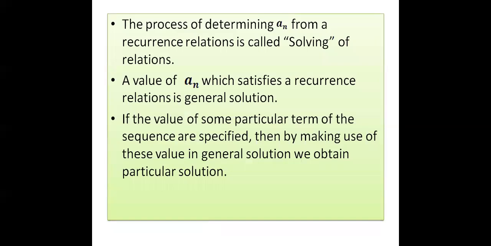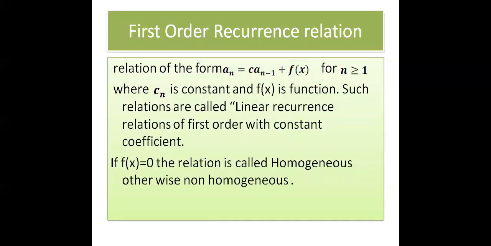The process of finding a_n from the recurrence relation is called solving the recurrence relation. A value of a_n which satisfies the recurrence relation is known as the general solution. If I substitute a particular value into that solution, then the general solution becomes the particular solution. Whenever we solve problems, we come to know what the general solution is and what the particular solution is.